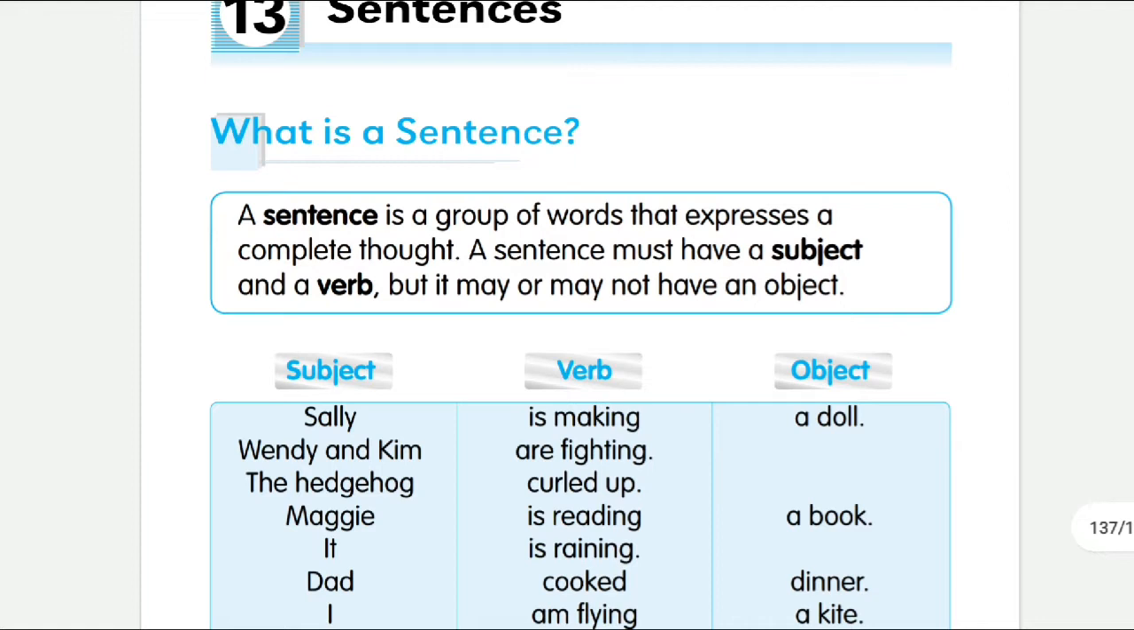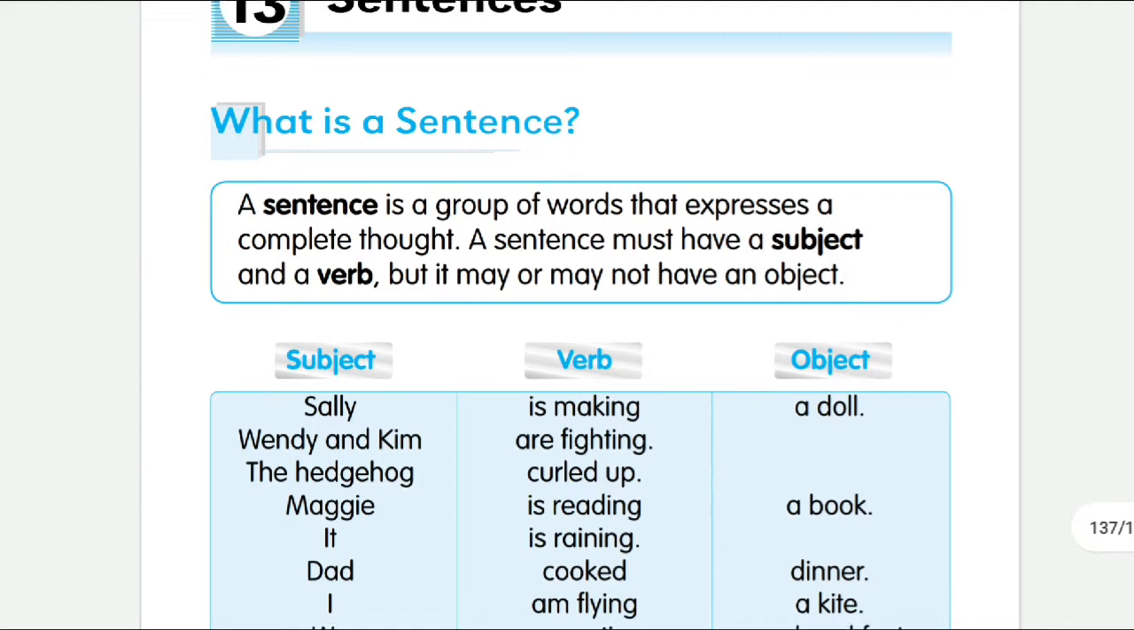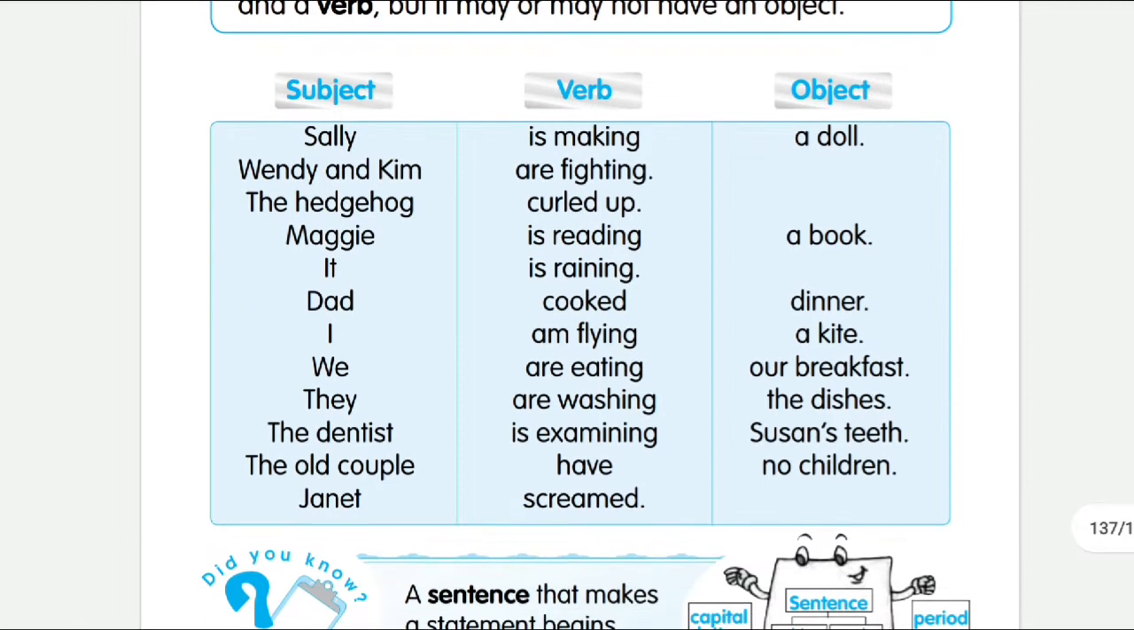You have to understand what is subject, what is verb, and what is object. A sentence must have at least one subject and at least one verb. It may have an object or it may not. For example, this is the formula SVO: subject, verb, and object. This is the sequence also. Subject means the person who is doing, verb is what he is doing, and object is on what he is doing, like that. Sally is making a doll.